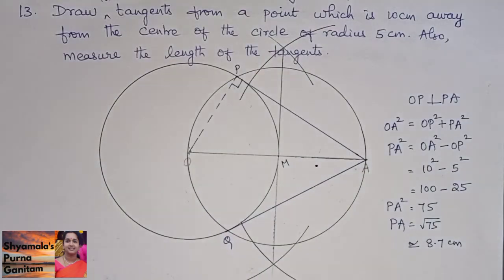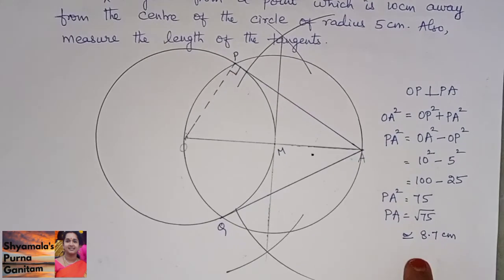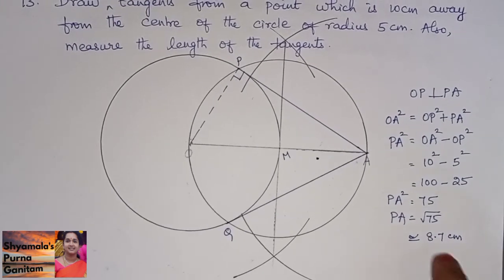So we have to check the length of the tangents by doing this verification using the Pythagoras theorem. Okay. Thank you.